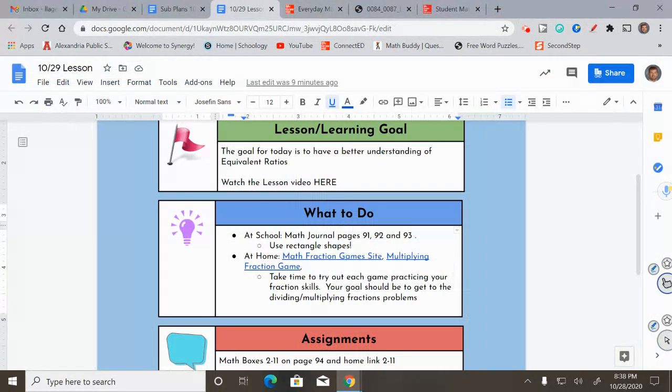So again, if you're at home today, that's what you're doing. If you're in school, you're looking at those rectangles. There you go. Have fun with it.